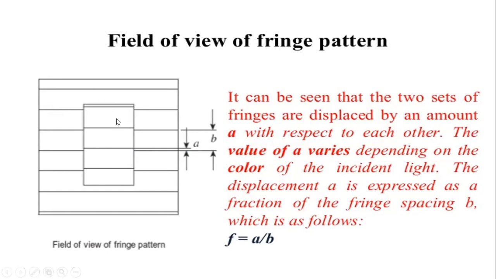But here this is not a flat surface, this is an unparallel surface, and they are going to be displaced by an amount a. That is the fringe displacement with respect to each other. The value of a varies depending on the color of the incident light. So our color combination also changes. So the value of a varies depending on the color of the incident light.